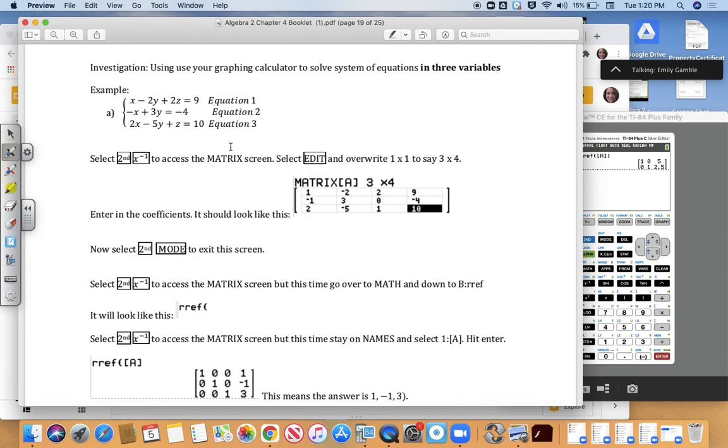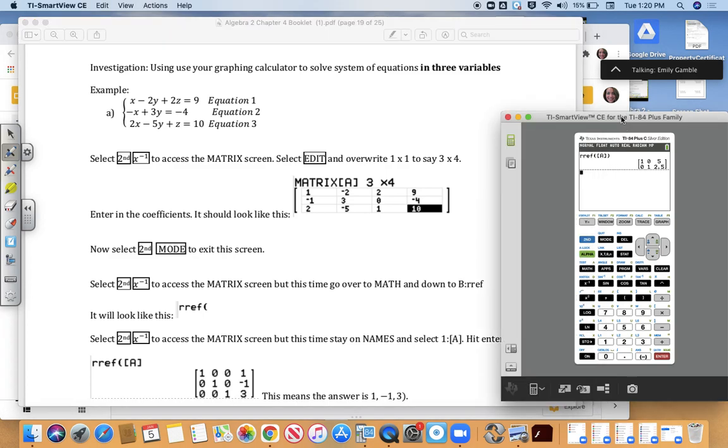Now, if you remember before break, we were solving systems of equations like this, and we were doing this by hand. So we were using like double elimination to solve these. Now we don't have to do that. Now we can use our graphing calculators, which makes it basically so easy since you don't have to do any math. You just have to memorize the steps and kind of work with the calculator.